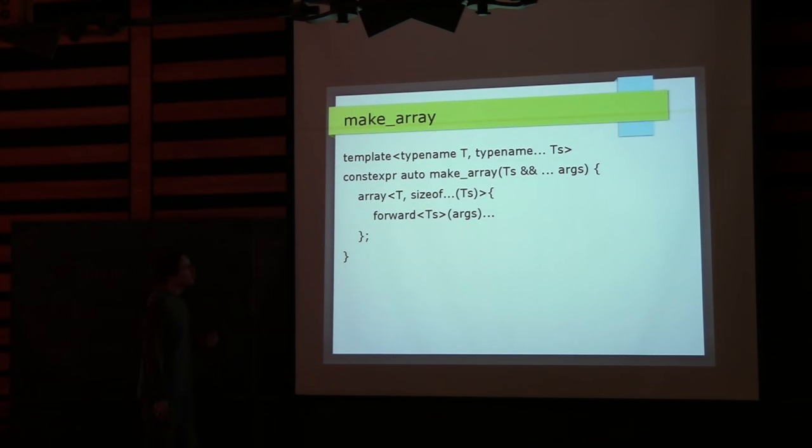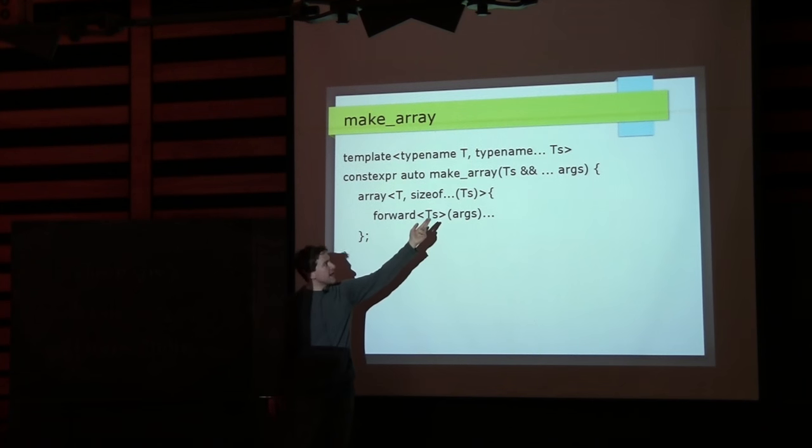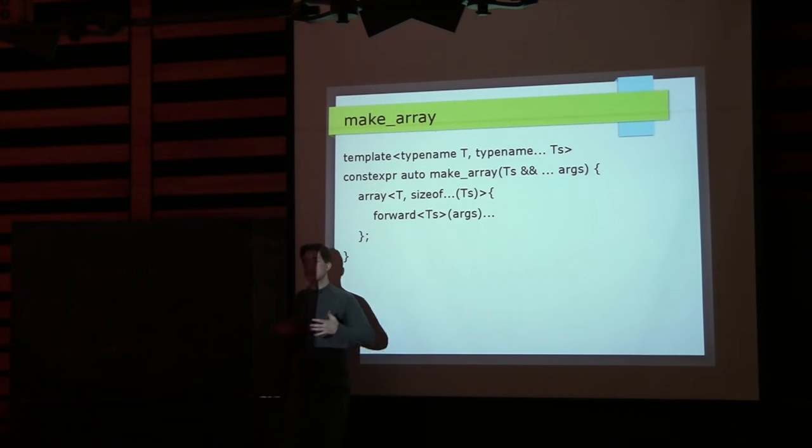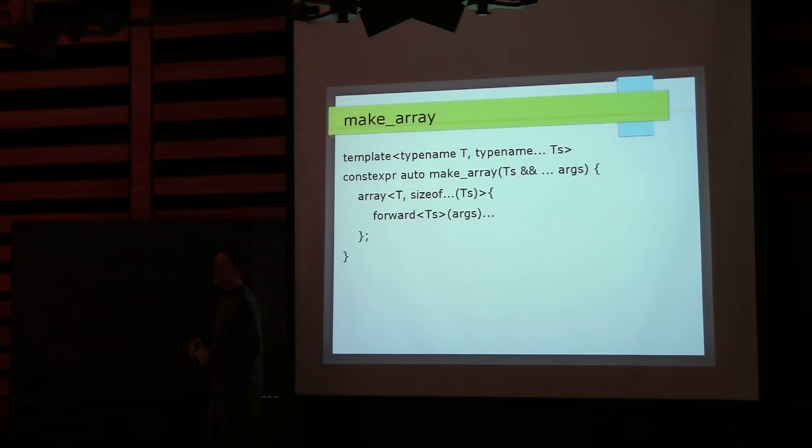So we have make array. This has what's called a variadic template parameter pack. So the dot dot dot just means some number of arguments. And we're going to call that whole pack T's.